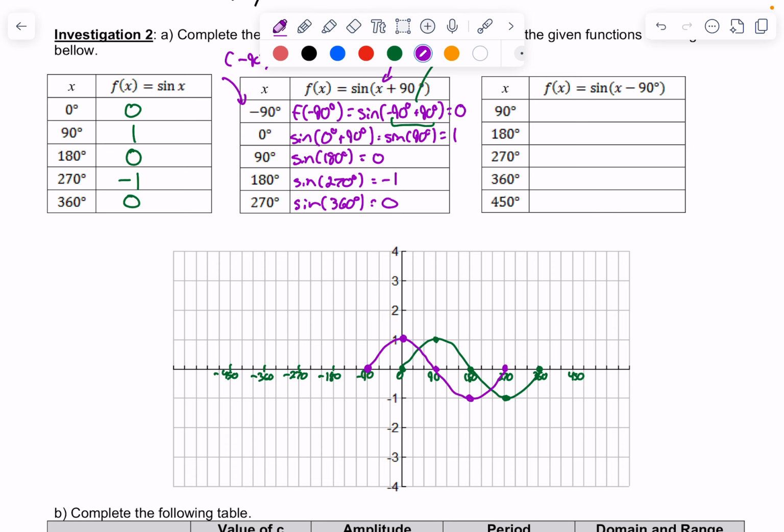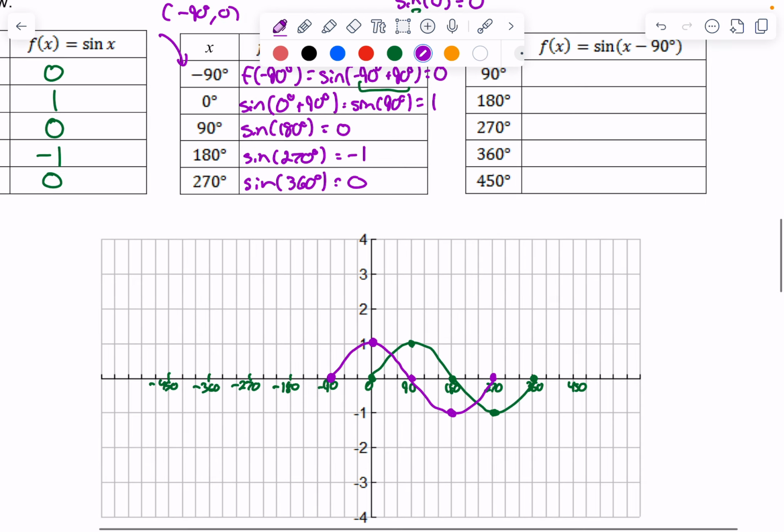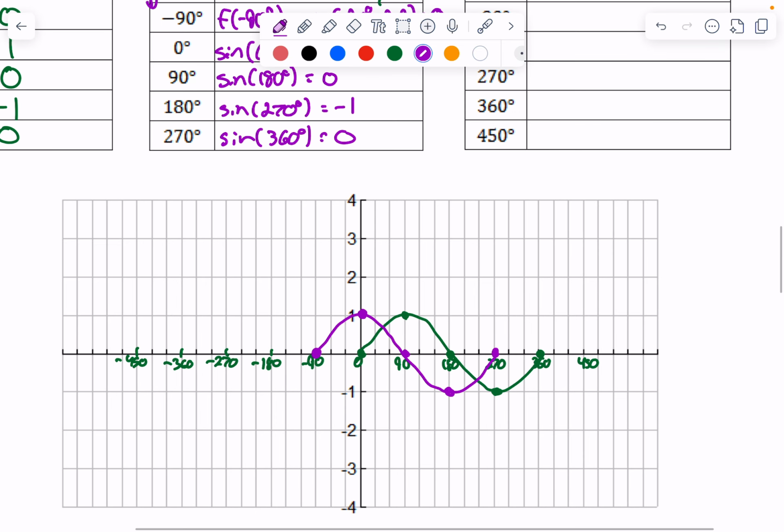There is your new function. And notice how many spaces your new function has moved. Look at it. You've gone 1, 2, 3 spaces. And 3 spaces represents 90 degrees. So you've gone 90 degrees to the left.